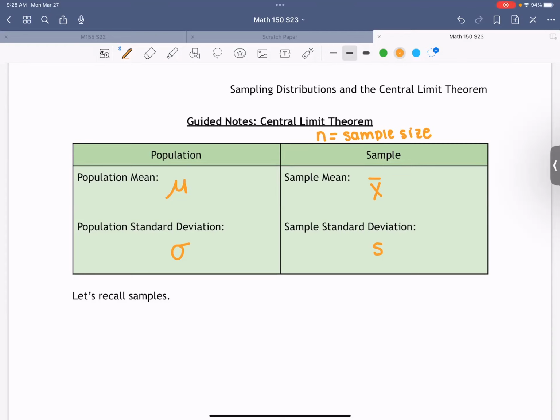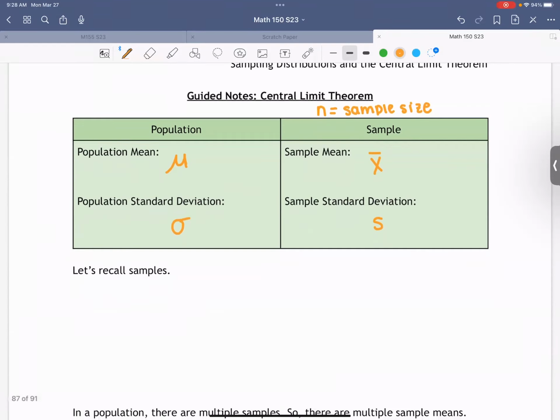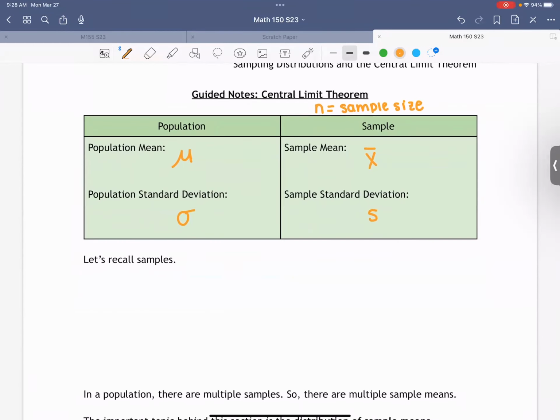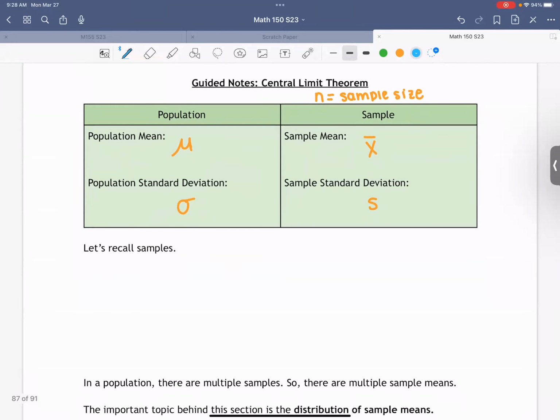Okay. So let's recall what we've been dealing with when we talked about samples before. I think on the very first day of class when I talked about samples, I said one way we can think about a sample is, let's say the population was a prism, like a rectangular prism, right?